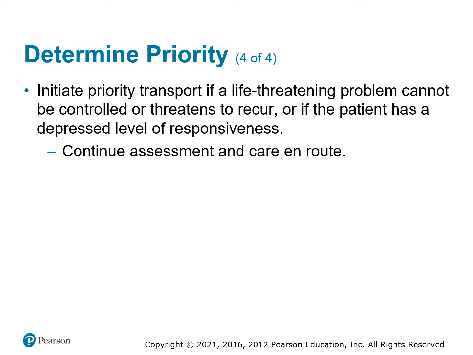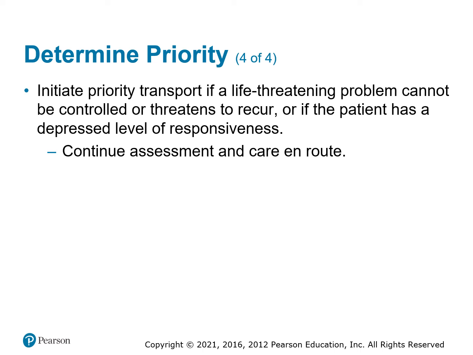Kind of the moral of the whole thing is initiate priority transport if there is a life-threatening problem that you cannot control or that you think will recur throughout the transport. Like we said, when in doubt, transport with an emergent response to the hospital. You can always downgrade if something becomes more stable, and vice versa is true too. If the patient goes downhill while they're in your care, you upgrade, you run emergent to the hospital. You need to continue reassessing while you're en route.